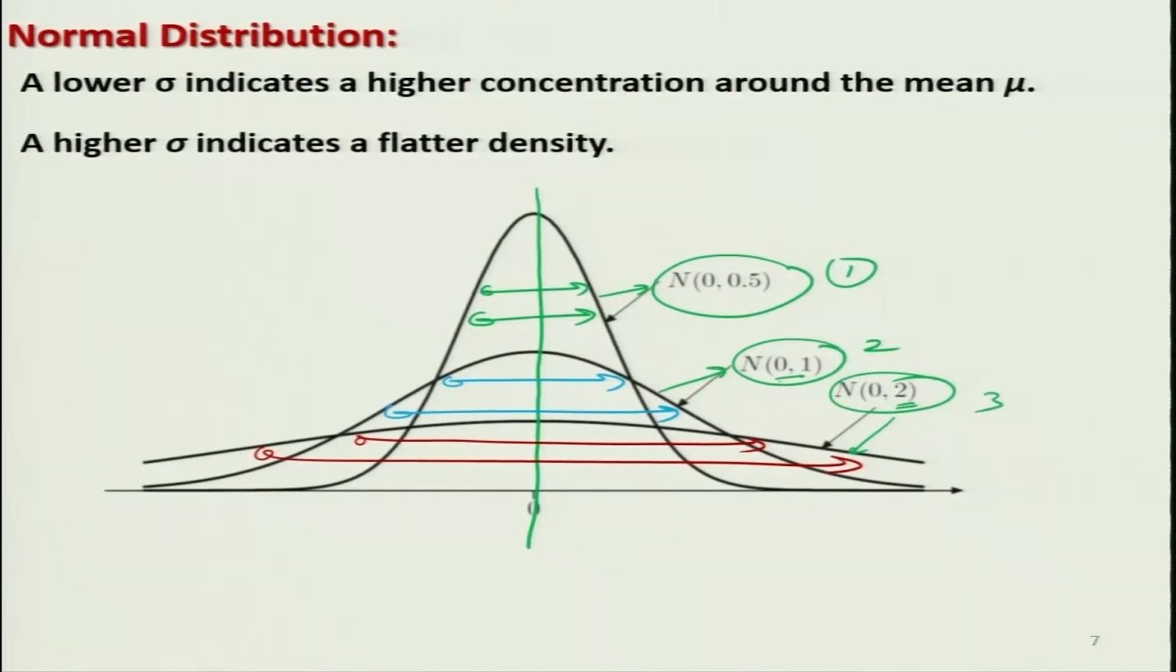So, this is what we try to indicate through the curve, that a lower sigma, that is the standard deviation, indicates a higher concentration around the mean value mu, and a higher sigma indicates a flatter density. So, this is how the lower and higher values of standard deviation are indicated by this curve.